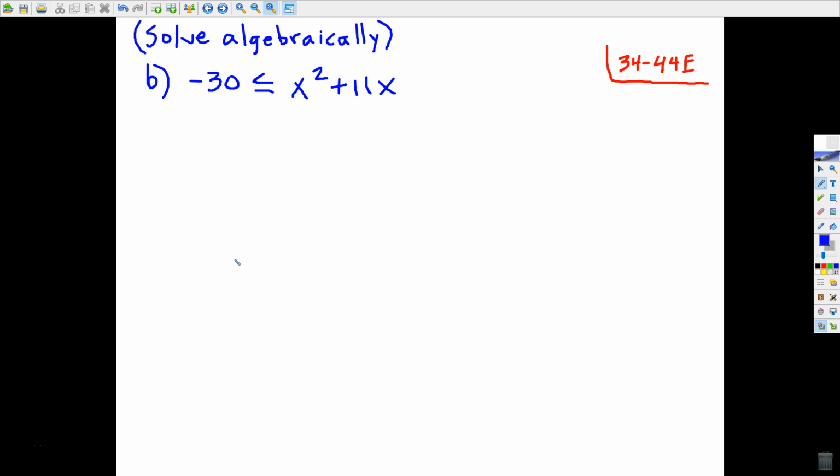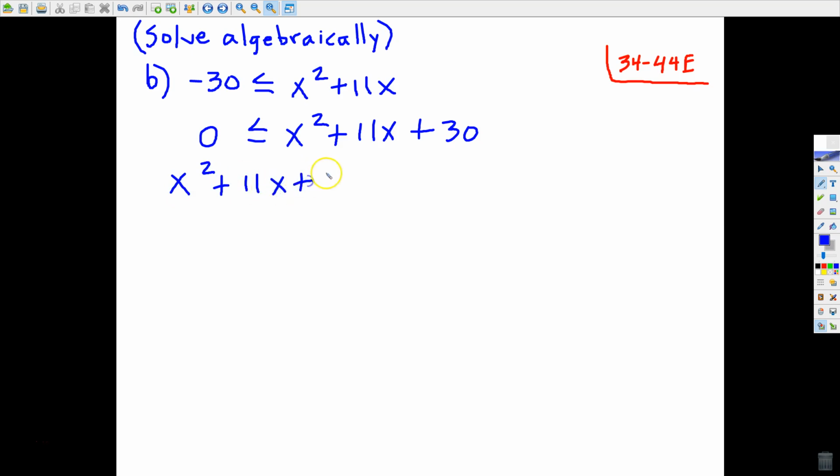The first thing you should always do is put this in standard form related to 0. So you could start like this. I'm just going to add 30 to both sides. Again, this is just a preference thing. You don't have to do this, but I like to turn these around so that the constant is always on the right side of the inequality. I haven't divided by negative yet, but that would be a good thought.